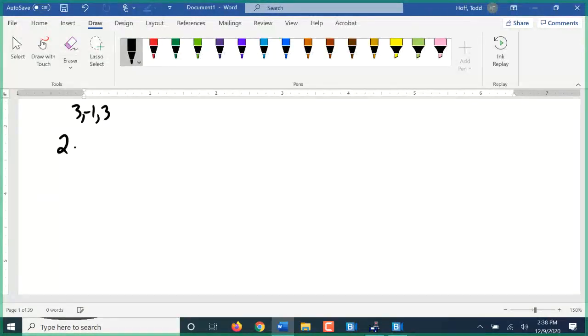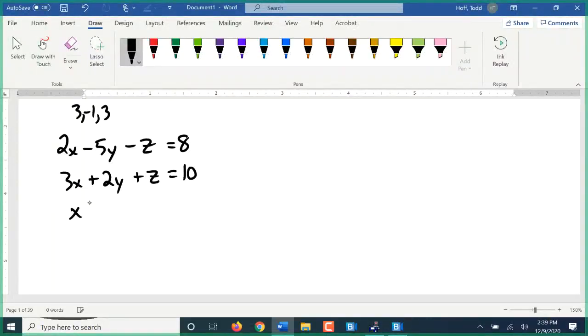So let's do 2x minus 5y minus z equals 8. 3x plus 2y plus z equals 10. And x minus 3y plus 2z equals 12.